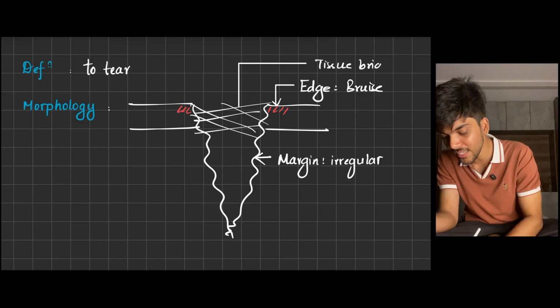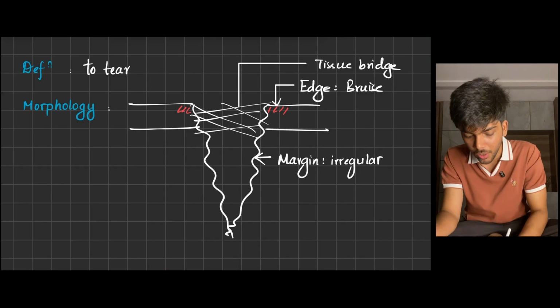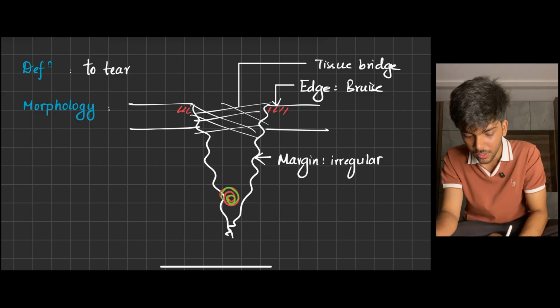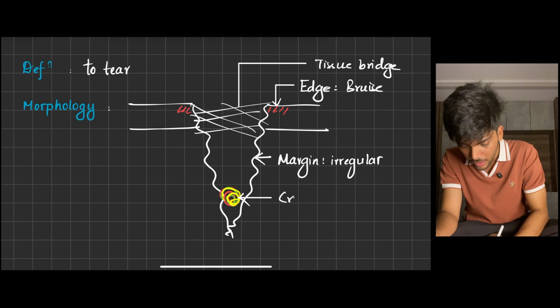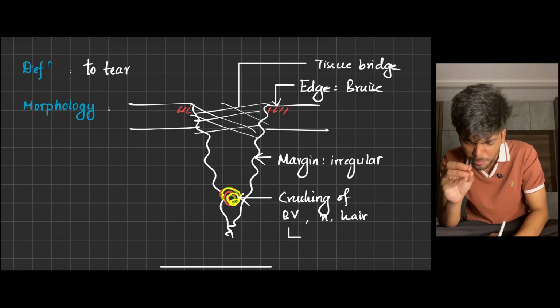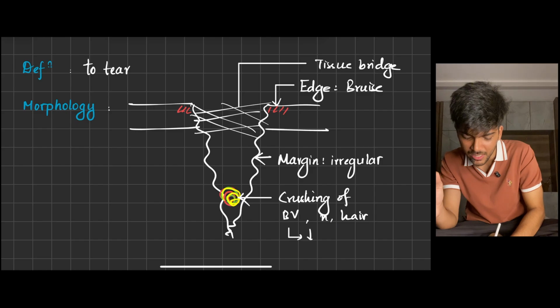And finally, since it is as a result of blunt force, the blood vessel at the bottom gets crushed, the hair follicles get crushed, and the nerve also gets crushed. So there is crushing of blood vessel, nerve and hair. Since the blood vessel is crushed, there is less space for blood to leak out, so there is less bleeding.